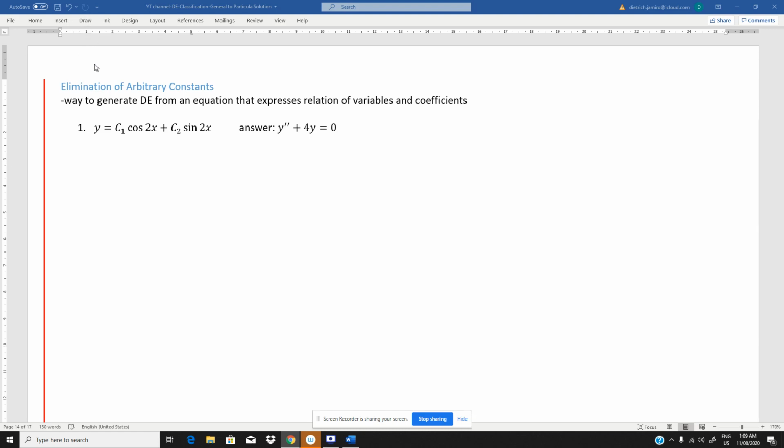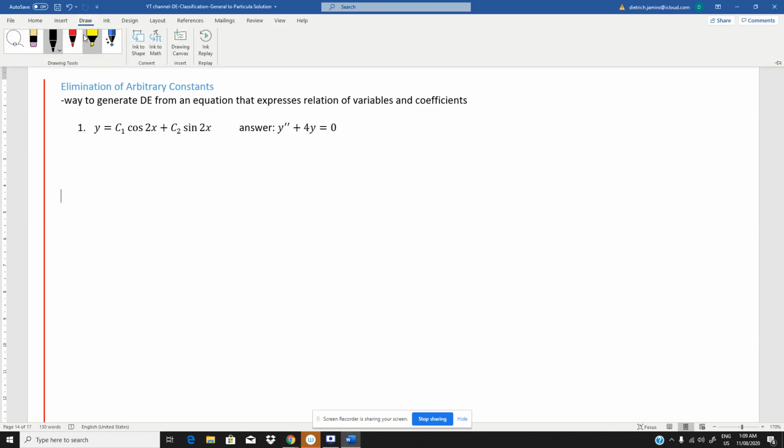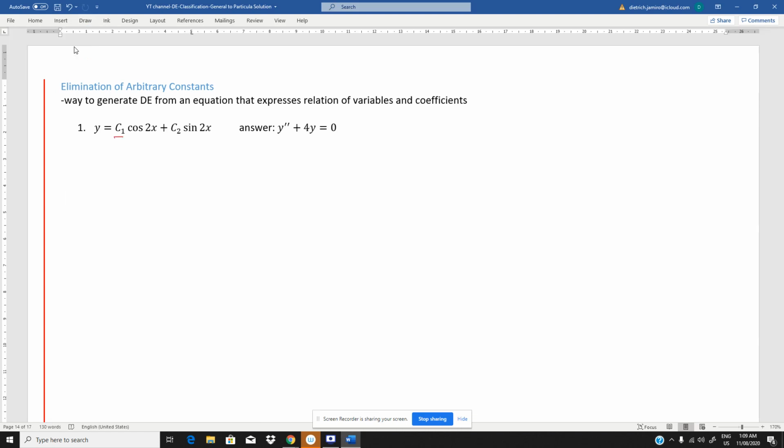We have y is equal to c1 cosine 2x plus c2 sine 2x. We'll change my ink first. As you can see, we have two arbitrary constants, which are c1 and c2. It means that we have to take two derivatives. So now let's take the first derivative.